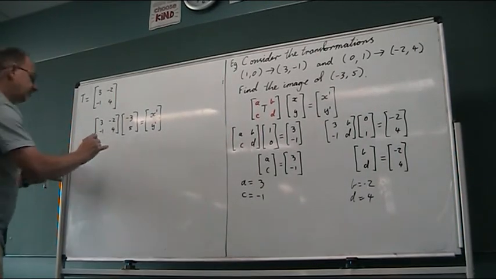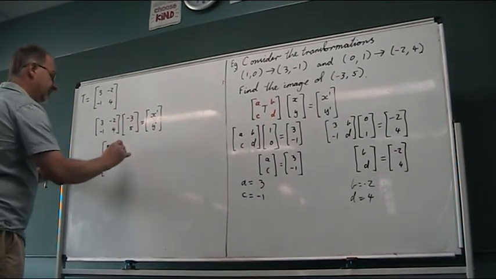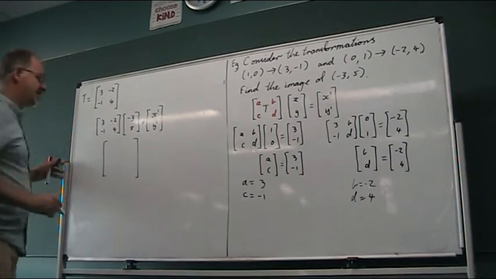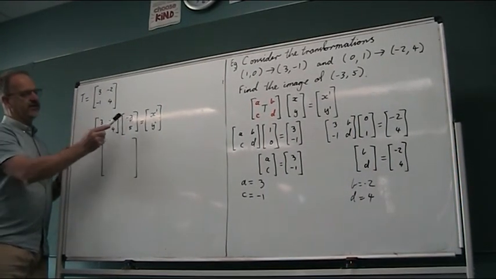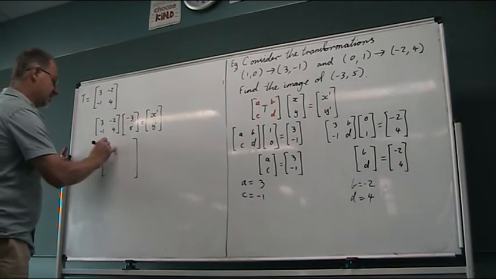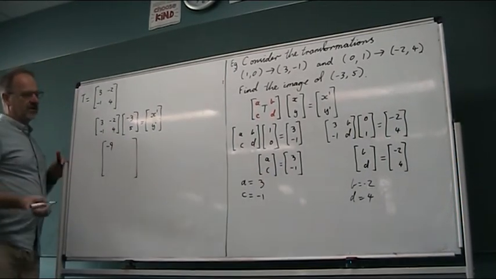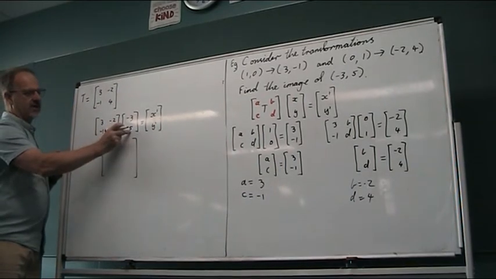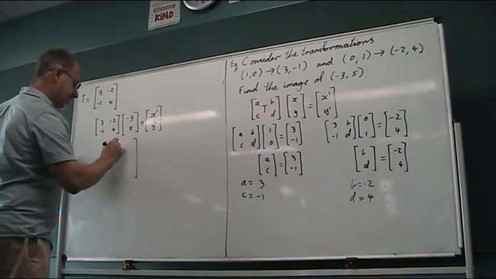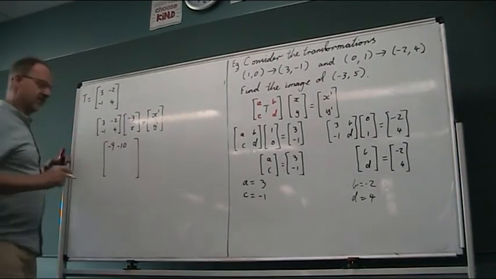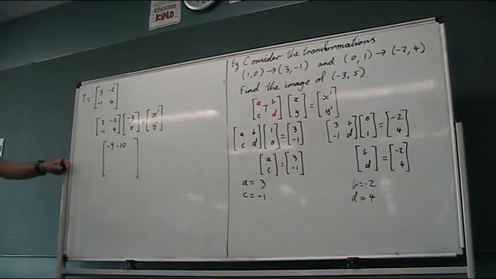Alright. Let me write this out longhand, just to remind. So 3 times -3 is -9. 2 times -2 times 5 is -10. So we've got to subtract those.